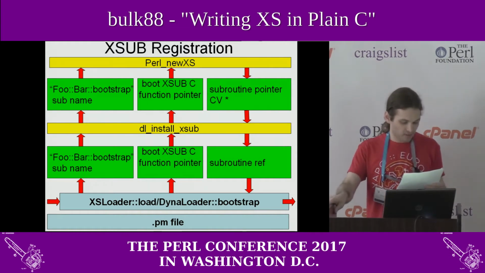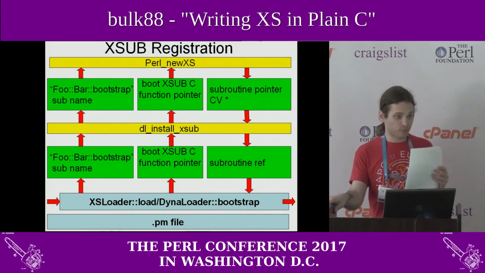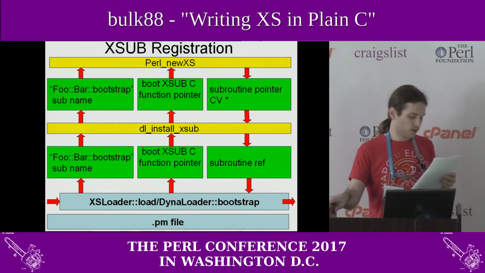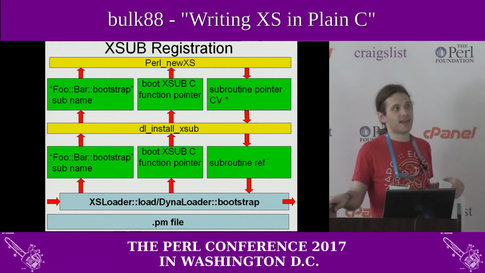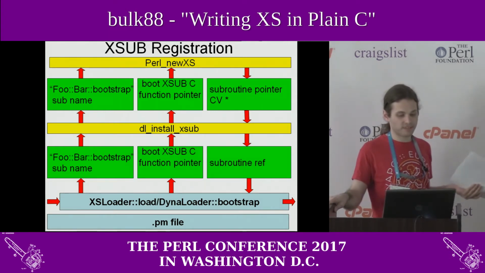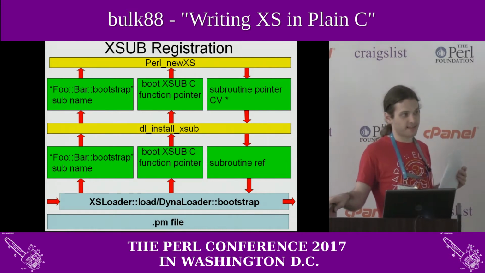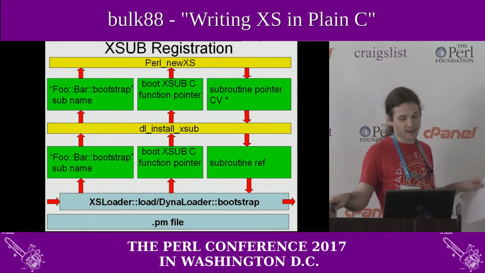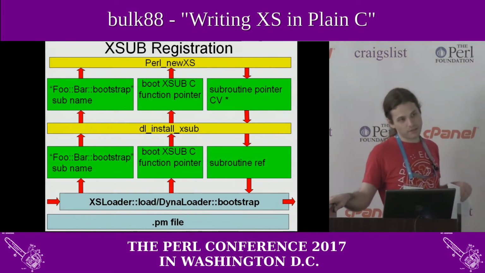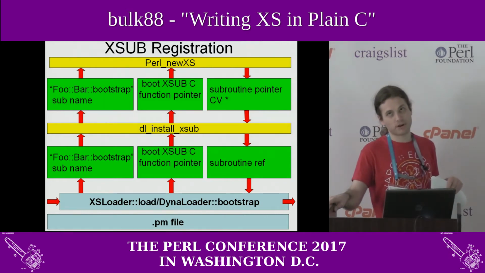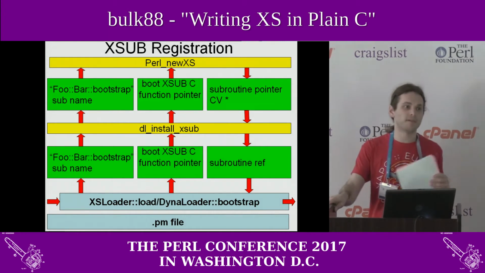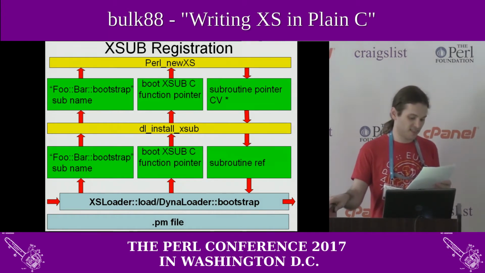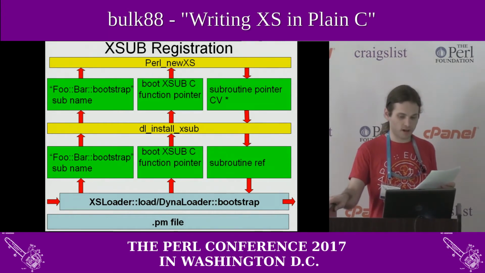Once XS loader gets the C function pointer of your XSub, it will call DL install XSub. DL install XSub takes the name of your subroutine that you want. It creates a type glob and then takes the C function pointer of your XSub. It then creates a Perl subroutine inside of that type glob, and now your XSub has appeared in the Perl language, and you can call it.